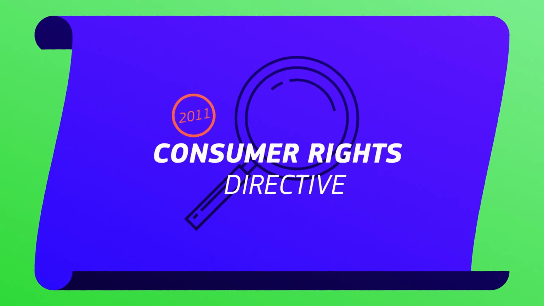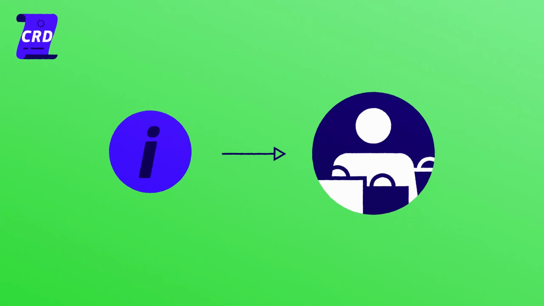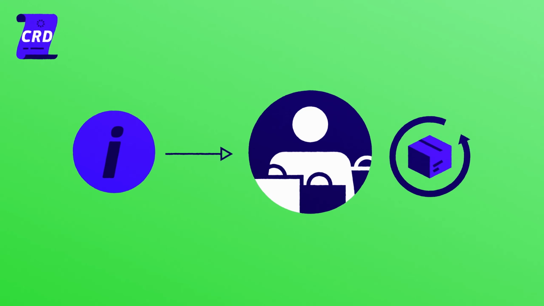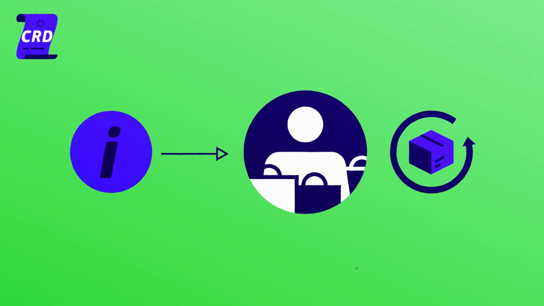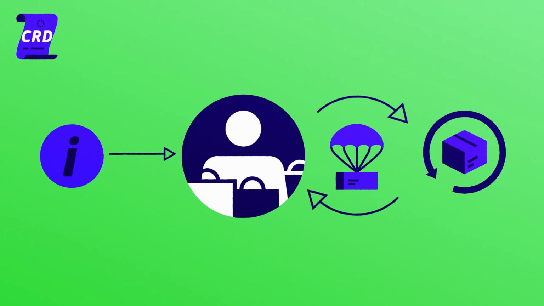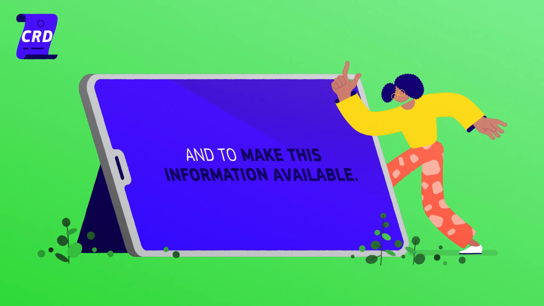2011 brought the Consumer Rights Directive, which outlines the information that consumers need to be given before they buy goods, services, or digital content. This also applies to their right to cancel online purchases whenever they shop in the EU. Even if you sell merchandise through a third-party seller, like a drop shipping company, you have a responsibility to know this information and to make this information available.